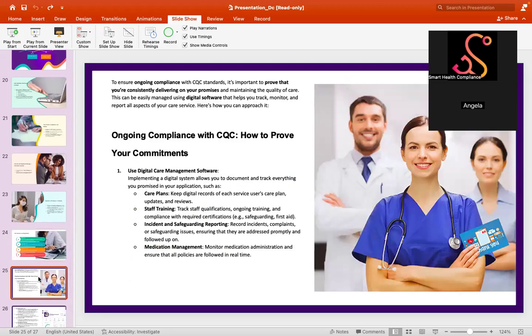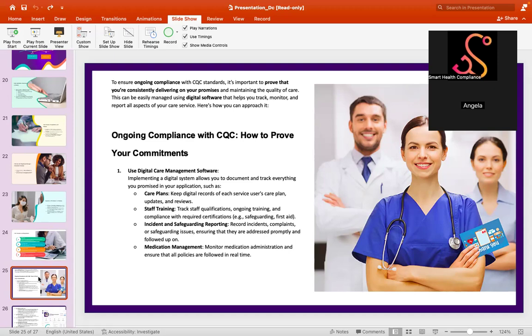So, the ongoing compliance. Once you're registered, and we're hoping the whole CQC process goes really smoothly, they validate your application, they've done the interview, you've smashed it, and they've given you your registration. Now it's time to start ongoing compliance. Once registered, maintaining compliance is crucial. We always recommend using digital care management software. This is going to help you track things like your care plans, your staff training, incident reporting, and medication management.